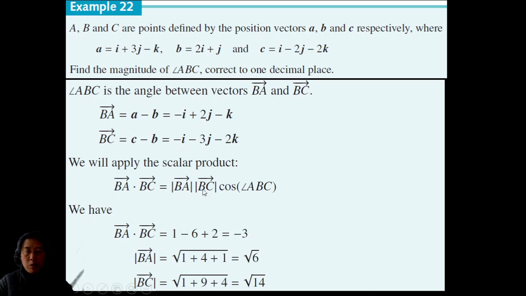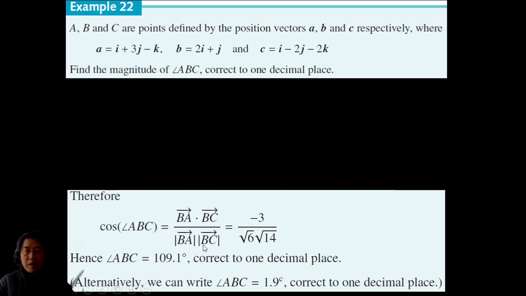We also need to determine the magnitudes. So we have the respective magnitudes down here. And then we can rewrite this expression in terms of cos of the angle. So now cos of the angle is equal to that value. It's not close to any exact values, so use a CAS and we get the angle, which is 109.1 degrees.